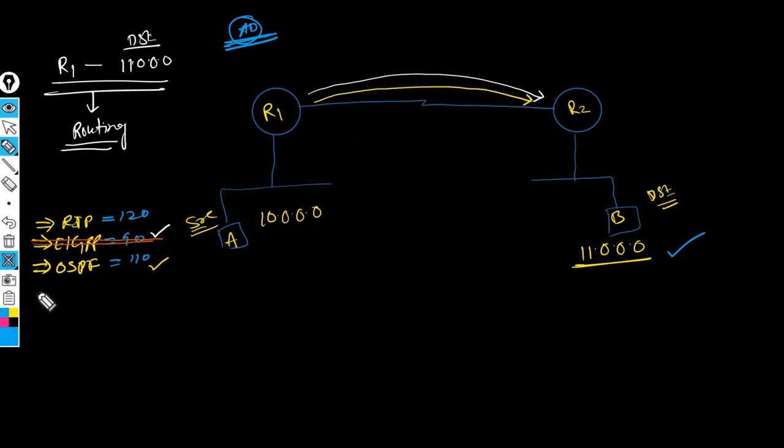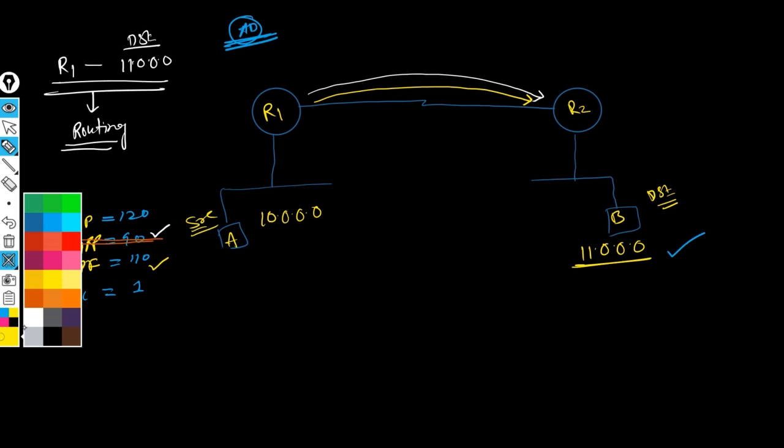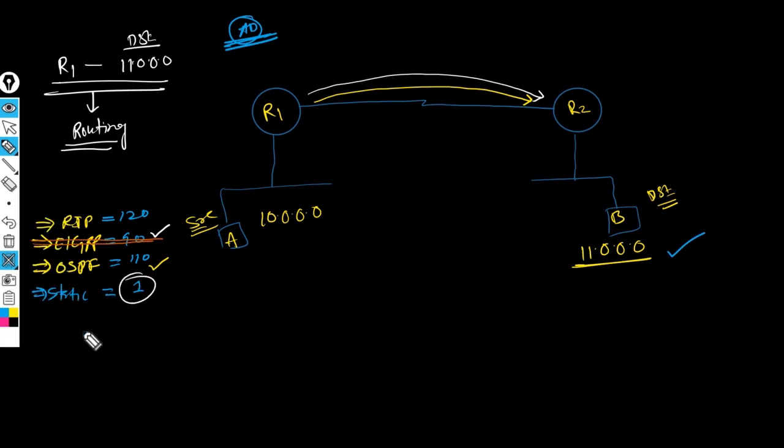Let's say I go ahead and configure a routing like static routing. For a static route, the value is 1, which means it is going to trust this one. So administrative distance is all about the trustworthiness of your routing information, and the lesser the administrative distance, the higher the priority it will be treated with. This is the scenario to understand administrative distance.